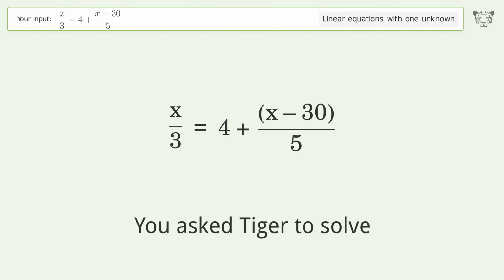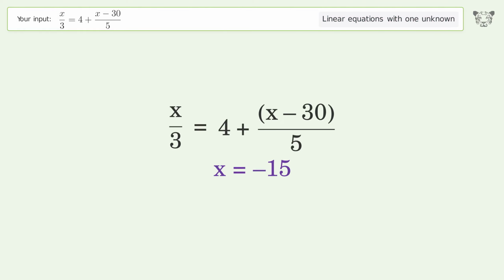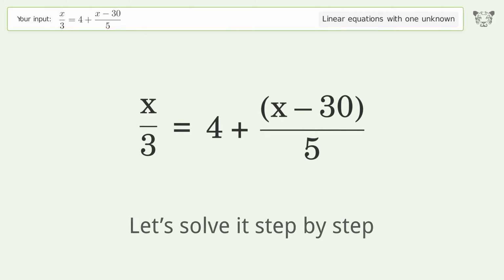You ask Tiger to solve. This deals with linear equations with one unknown. The final result is x equals -15. Let's solve it step by step.